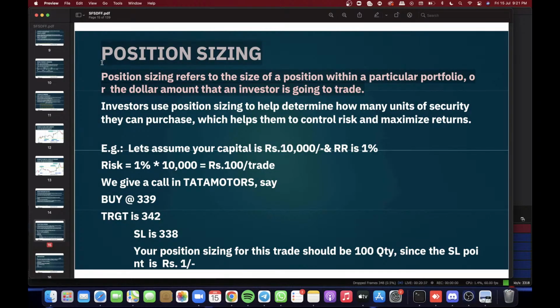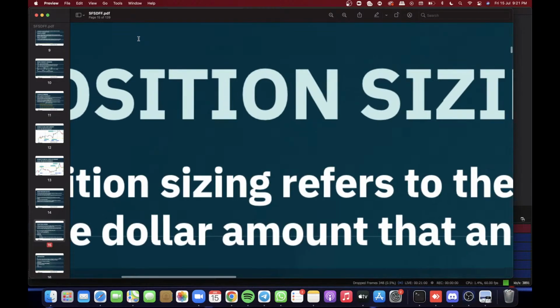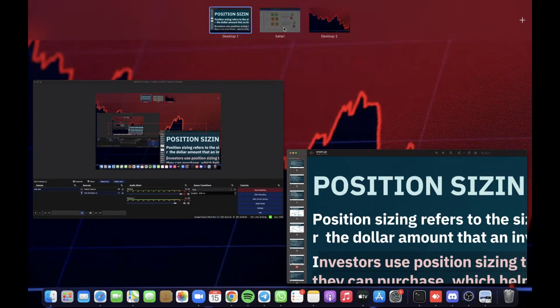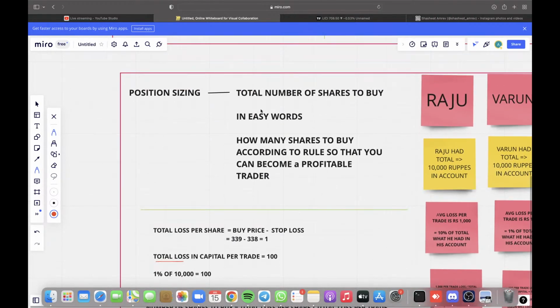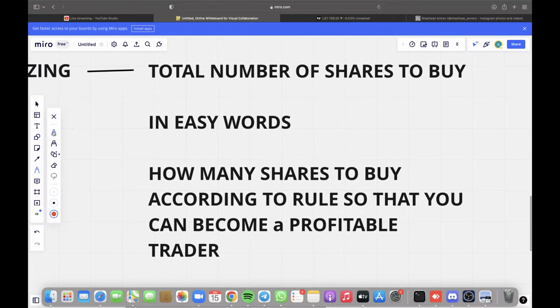Position sizing refers to the size of a position within a particular portfolio or the dollar amount that an investor is going to trade. Investors use position sizing to help determine how many units of security they can purchase, which helps them to control the risk and maximize returns. So in one word, what is position sizing? In easy words, it is the total number of shares to buy.